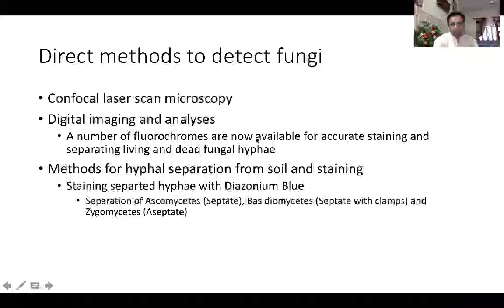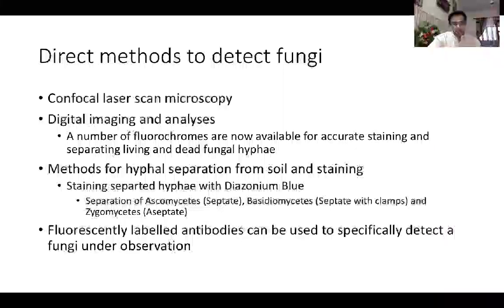The different groups of fungi can be separated, including ascomycetes, basidiomycetes, and zygomycetes, based on their morphological characters. For example, basidiomycetes have very prominent clamps on their mycelium, so they can be separated from other groups. Similarly, zygomycetes are aseptate, so they can readily be identified and separated. So in this way, we can separate the different groups of fungi.